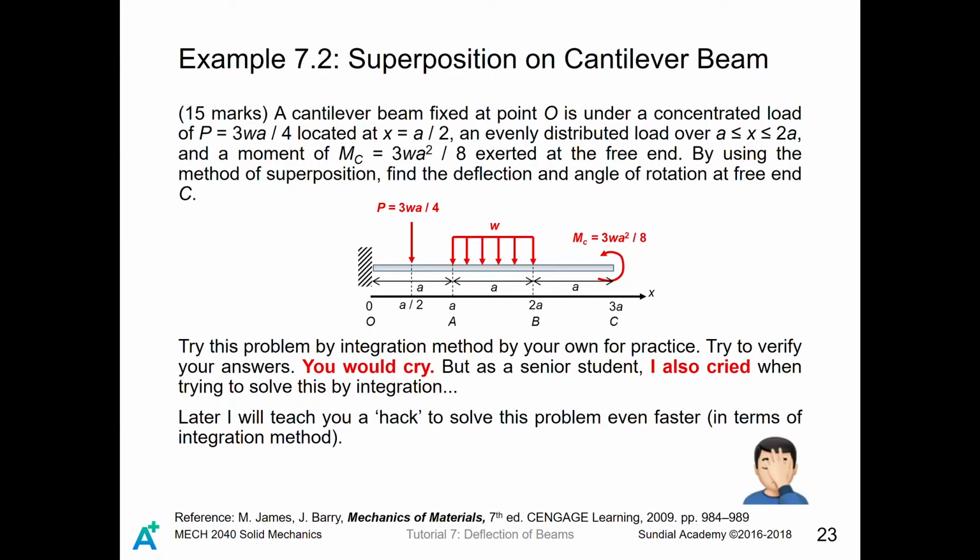So now let's consider a very complicated cantilever beam. It has three loads. One is the single load located at position A divided by 2. Another one is the distributed load W, distributed from A to 2A, as well as a moment at point C, which is the free end. So they have different magnitudes, and of course, if you try to solve it by using the integration method, I highly believe that you will cry. But you could try.